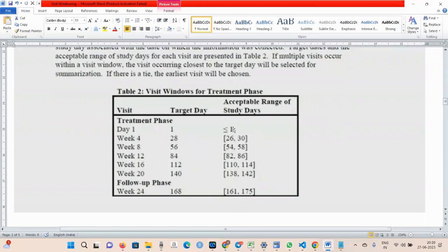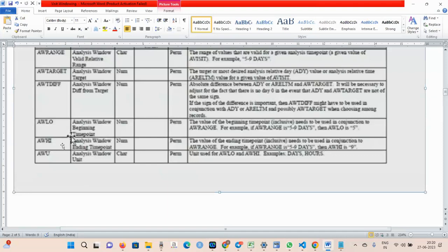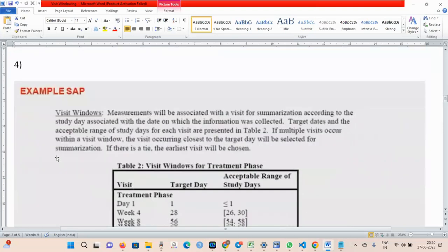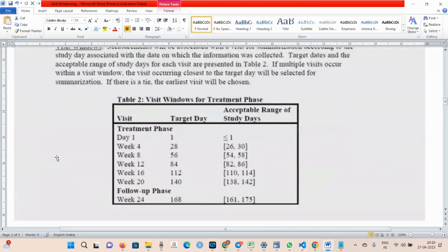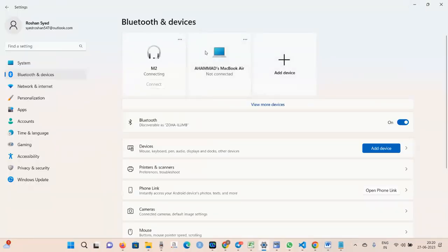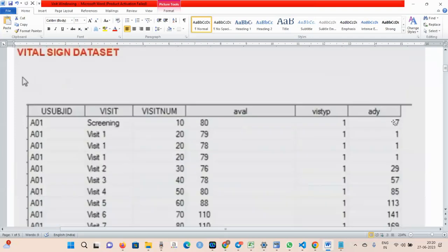They have also given the range, the upper range and the lower range, the ending time and beginning time. These are the units, the analysis window unit. They have given the range 26 to 30. This is the target day, but the actual day is the one you got from the study days, from ADY, so these are your actual days.